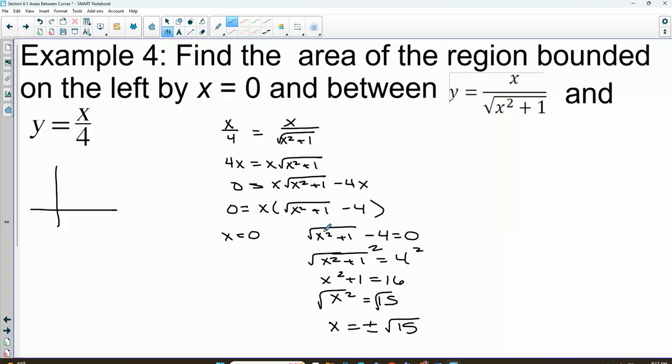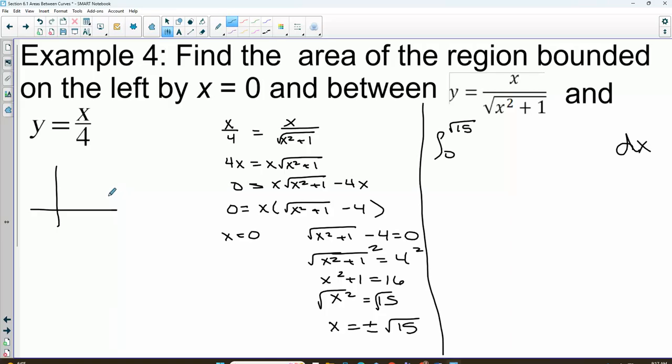Now, since I said it was bounded by x equals 0, do I need the negative one? I was telling you we're starting at 0, so we just need after that. So I only need the positive radical 15. So when I go to integrate this one, I'm going to be going from 0 to radical 15. All right.